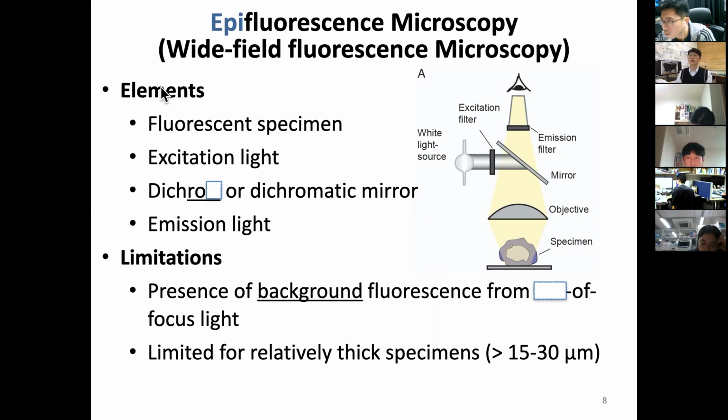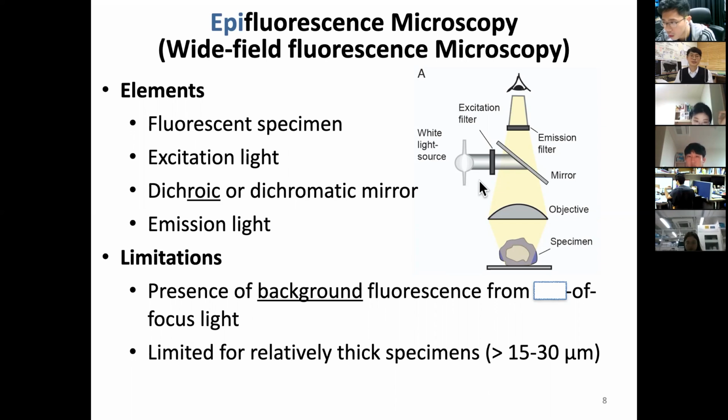So what are the elements of this? You do need a specimen, and you do need an excitation light source, and you need, as I already said, a dichroic or dichromatic mirror here. That makes this epifluorescence possible. So this is a magic for that. And you have emission light coming back.